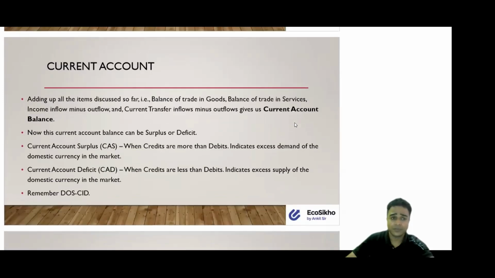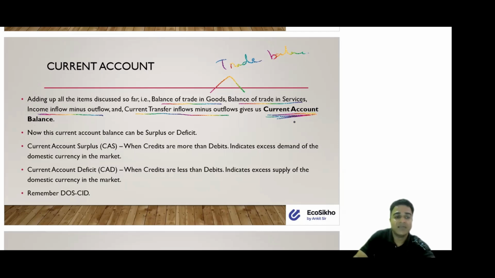Moving on, when we add up all the items that we have discussed so far, that is the balance of trade in goods and the balance of trade in services, combined, this is known as trade balance. Similarly, income inflow minus outflow, and current transfers inflow minus outflow, gives us the current account balance, which is very important. Now, this current account balance, like I have already told you, can be surplus or it can be deficit.